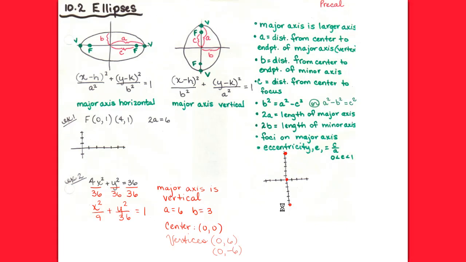b was the distance from the center to the end of the minor axis. So if b is 3, I'm going to start at my center and I'm going to go 3 horizontally since that's my minor axis. So 3 right and left. And then I've got the guide points that I need to sketch my ellipse. So for example 2, they had asked me to sketch the graph, give the center, give the vertices. We've done that.